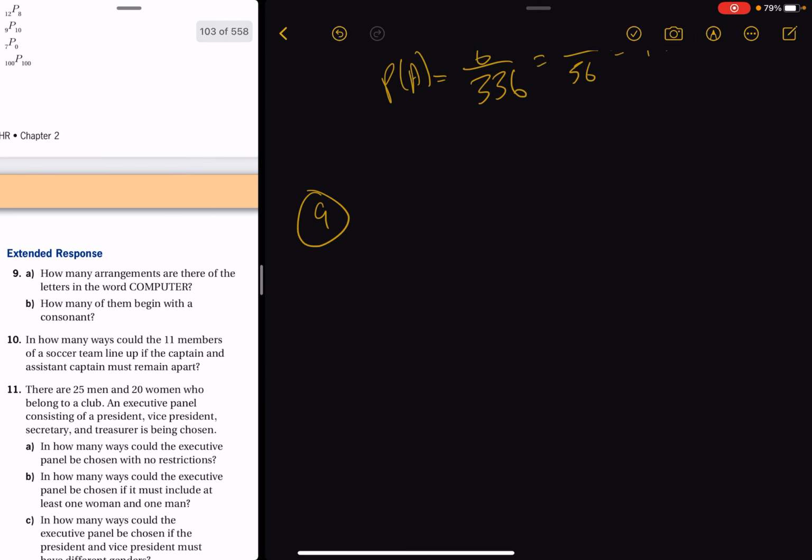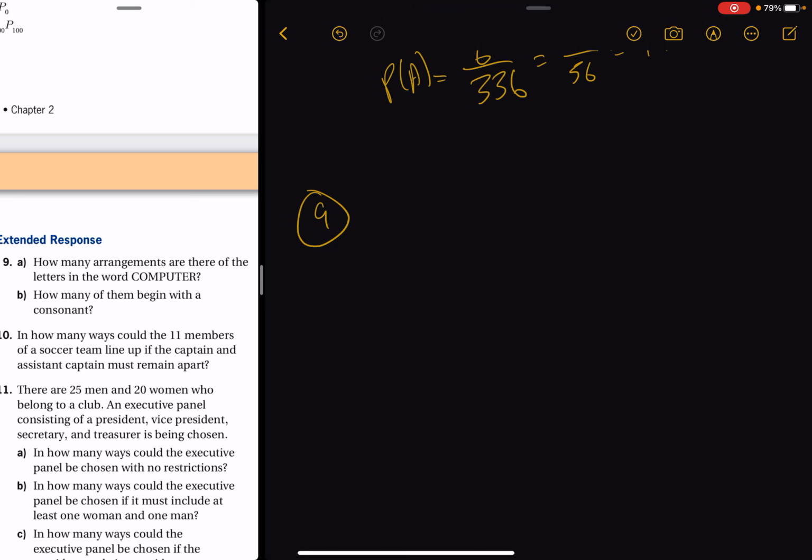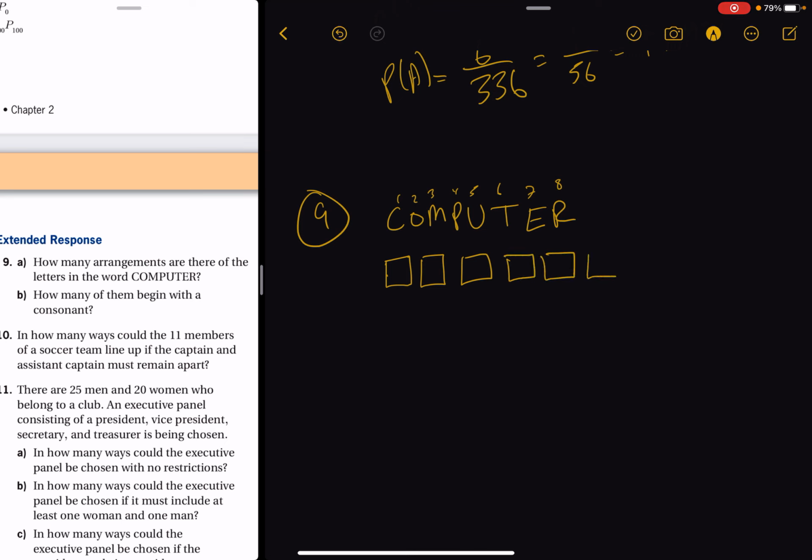How many arrangements are there of the letters in the word computer? So we have C-O-M, so far no repeats, P-U-T-E-R. Oh, that's easy. How can we arrange that? Well, how many letters do we have? 1, 2, 3, 4, 5, 6, 7, and 8. So we have 8 letters.